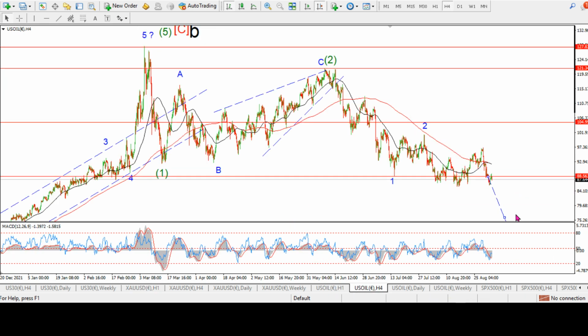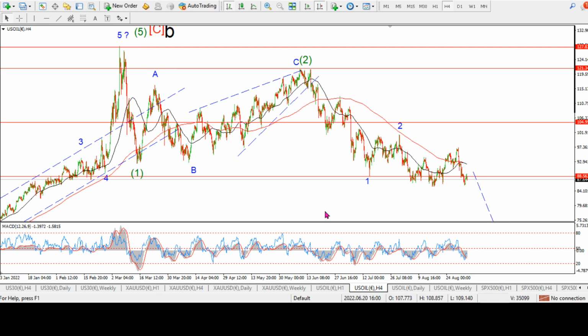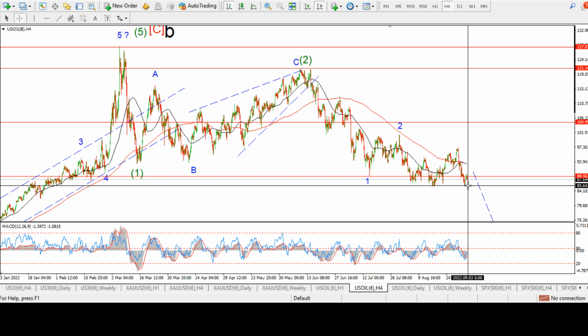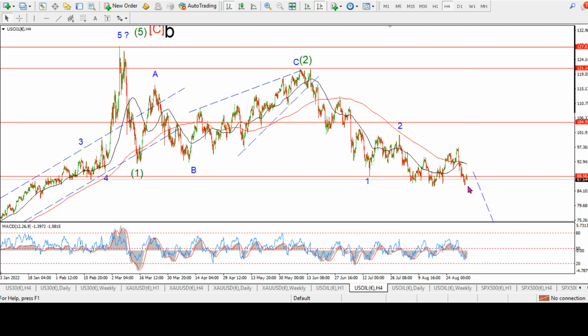Right, here is crude oil. Now we've pretty much moved to new lows this week, over the last couple of weeks, new 6-month lows. So we have wiped out the gains that we saw after the Russian invasion, the war. I love the way they try and call it a special military operation.